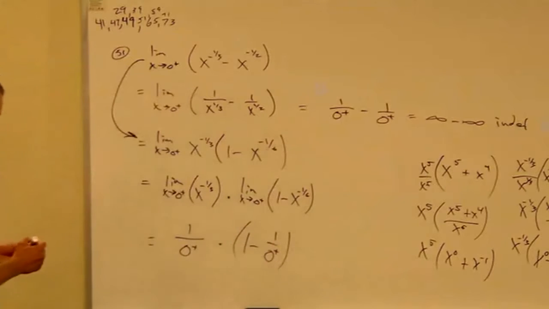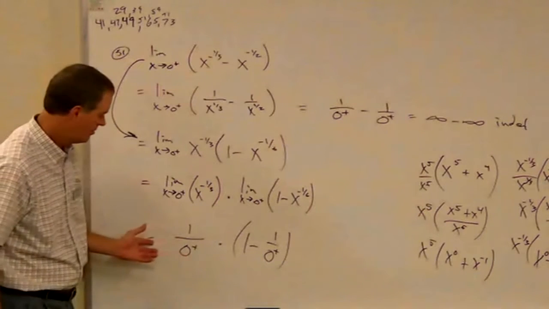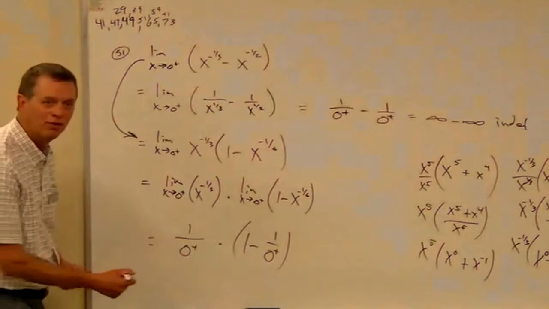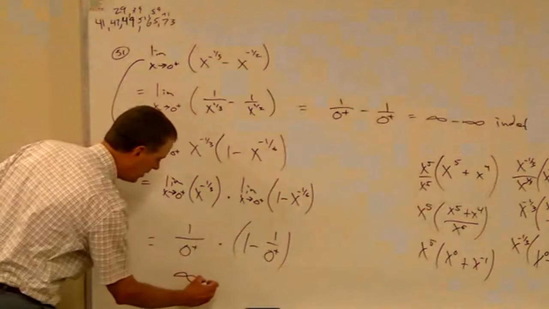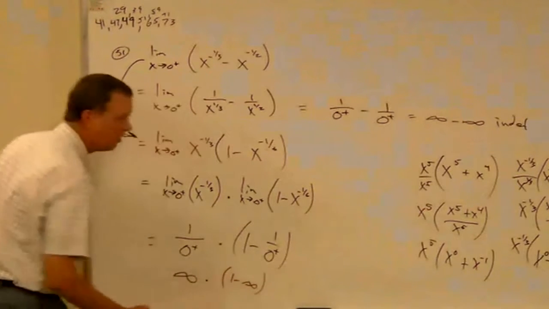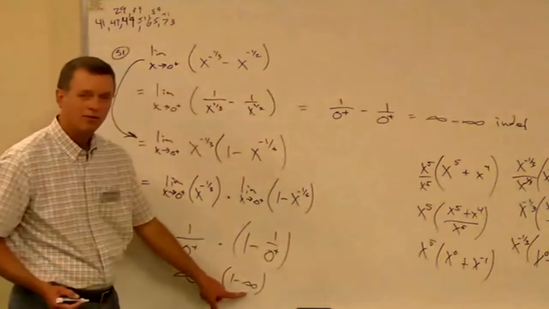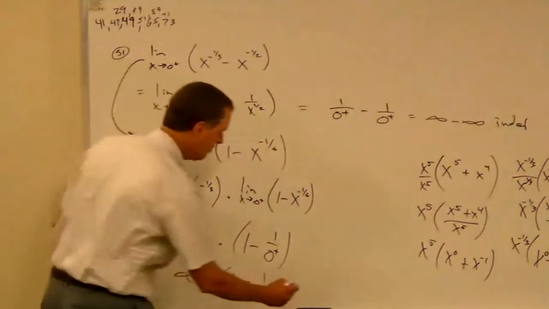Let me calculate. Are you with me here? Yeah. What is 1 over 0 plus? Times, what do we get here? 1 minus infinity, which is negative infinity. And infinity times negative infinity is actually negative infinity.